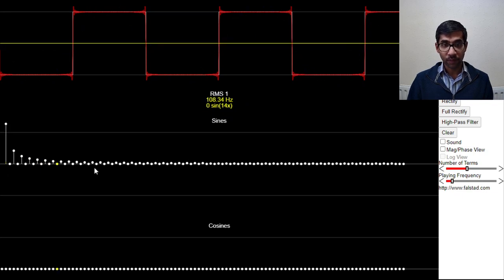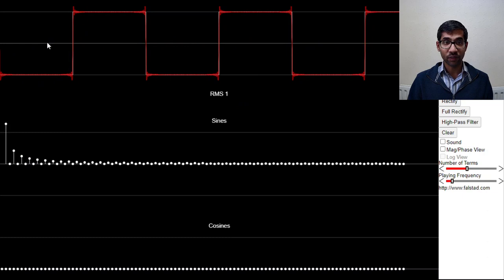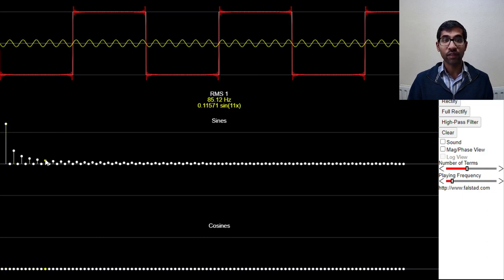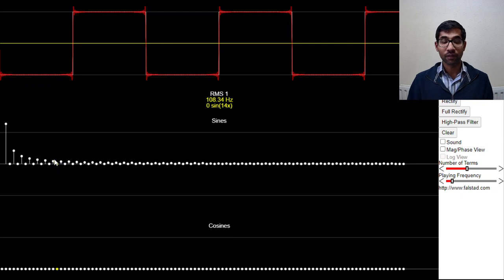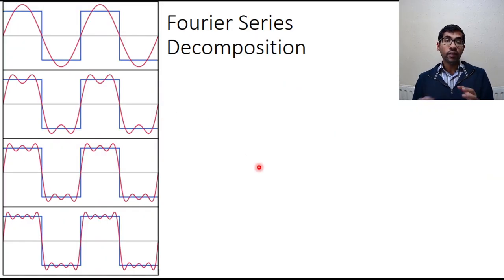What is being plotted here is frequency on the x-axis and the amplitude on the y-axis. If you add all these sine waves, and you can see those sine waves here in yellow, you get a square wave. Okay, so let me go back to my PowerPoint slide.